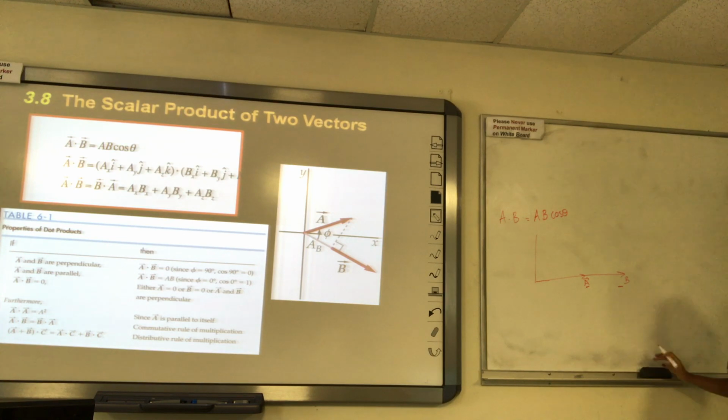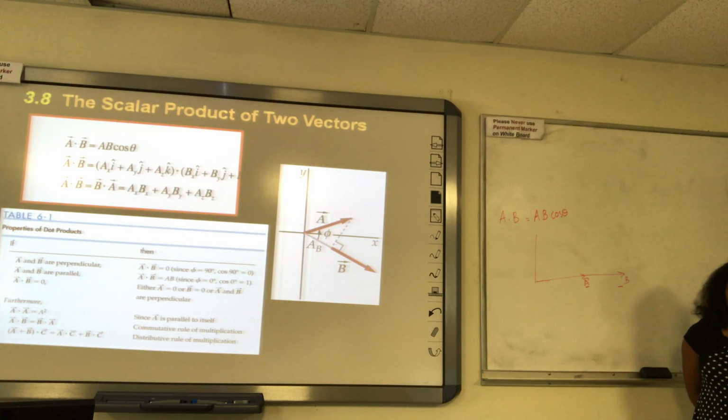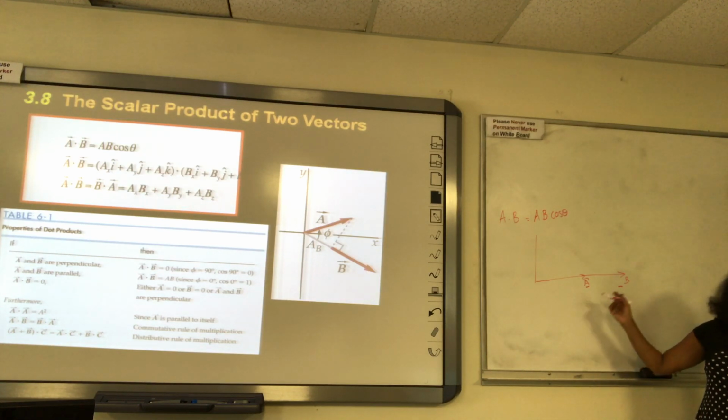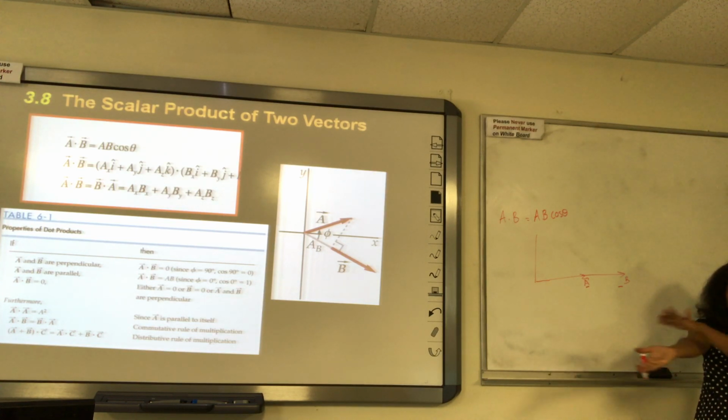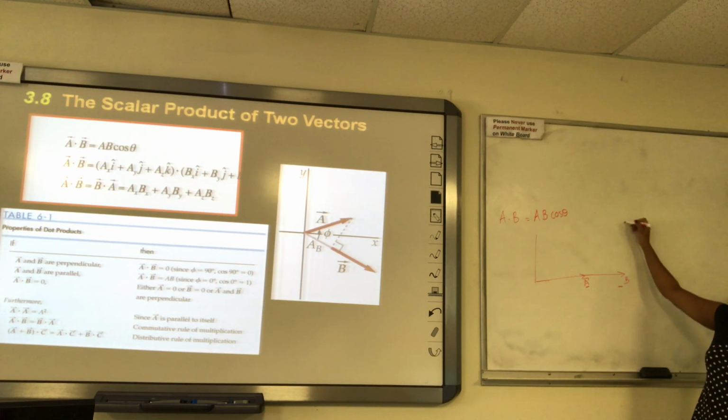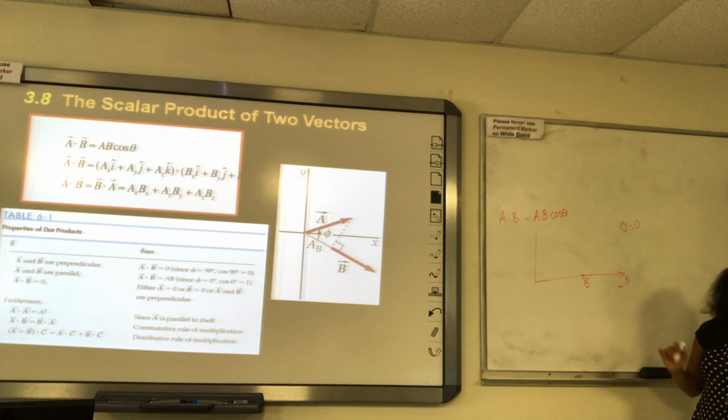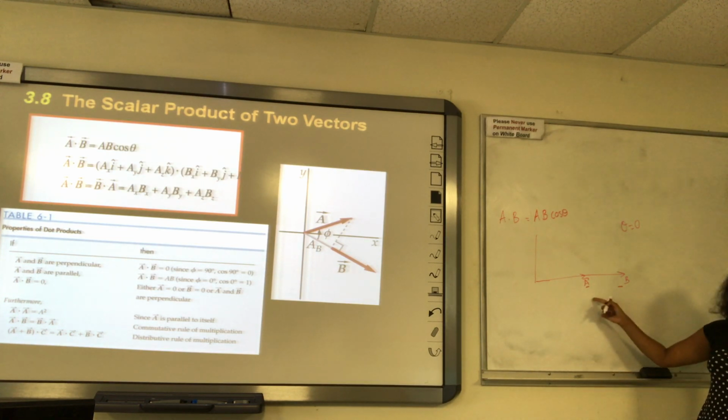What is the angle between A and B? How many of you say it is 0? All of you know it is 0? They're on top of each other, so there is no angle between them, right? So it means the angle between A and B is 0. We already know that from the picture right here.